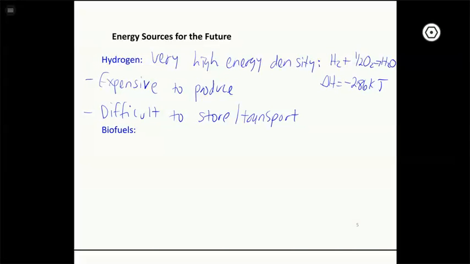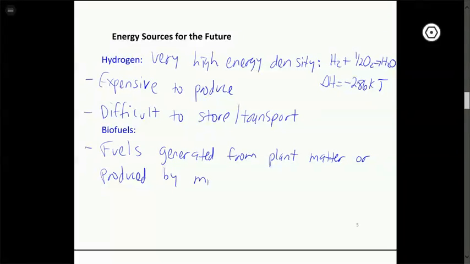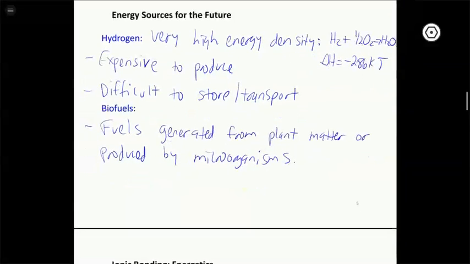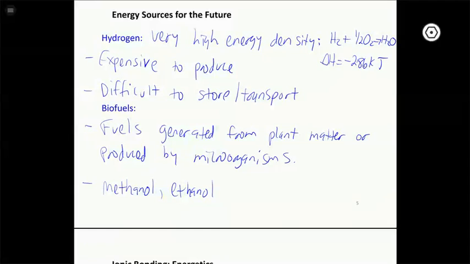Now the other proposal that's been tossed about in recent years is what are called biofuels, and there's a lot of different approaches that fall into this category. These are fuels that are generated from plant matter or produced by microorganisms. So this is basically using biology to make fuels for us. And there are some ways we can do this. Some of the primary products of this biofuels approach, a lot of people are looking at alcohols now, so methanol, ethanol. Anybody that fills up their gas tank today knows that most gas that you buy today is already 10% ethanol, and a lot of ethanol can be produced from biofuels in a renewable way.